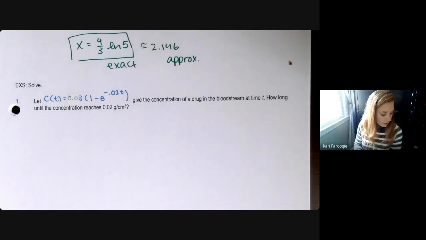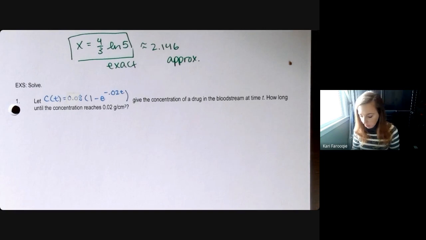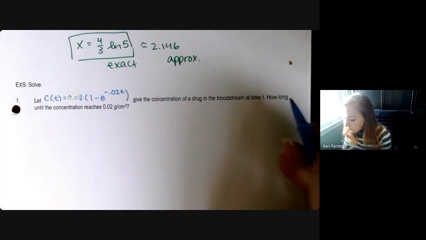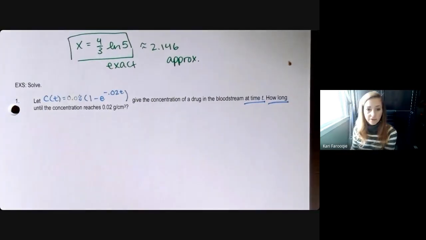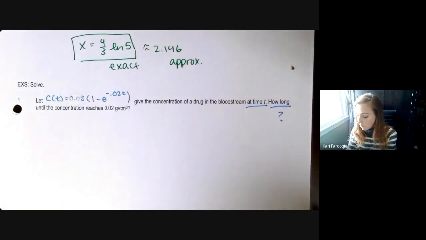But right now, we're just going to be talking about the actual concentration being 0.02 grams per centimeter cubed, and we're being asked to find how long. That's your question. How long? That means find t.